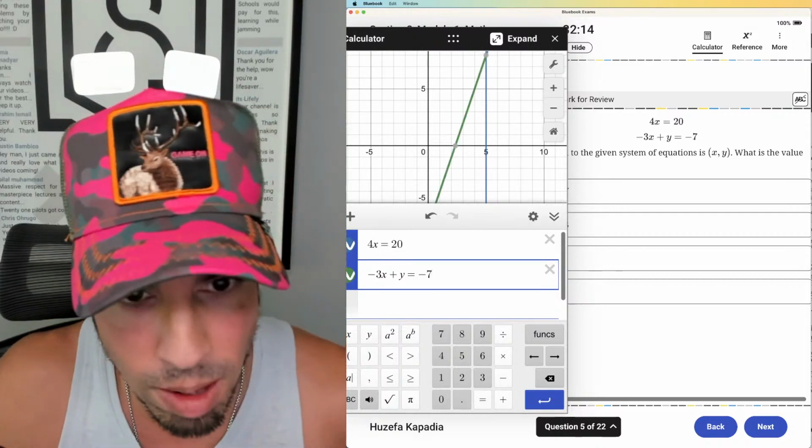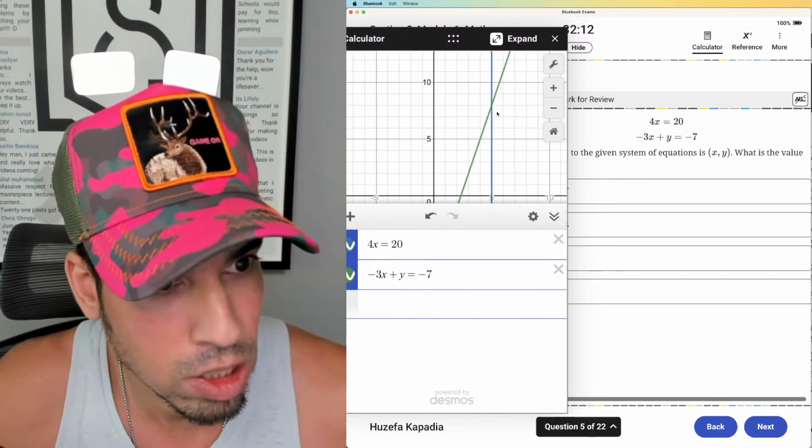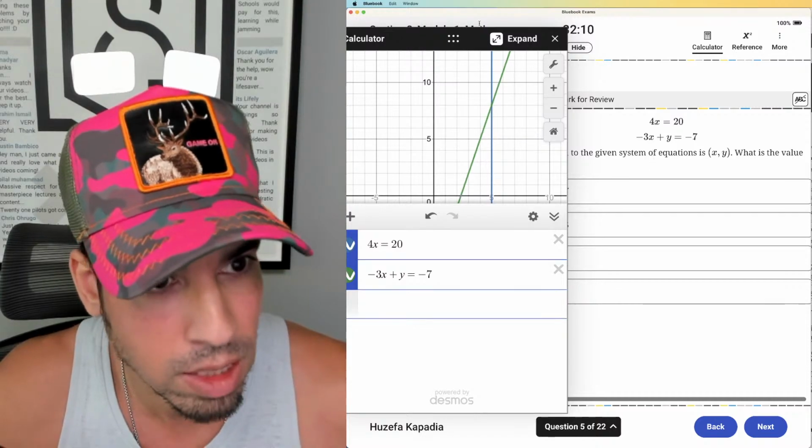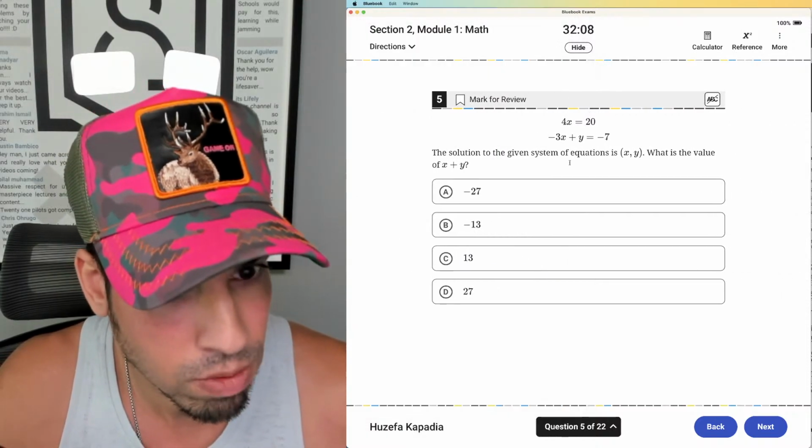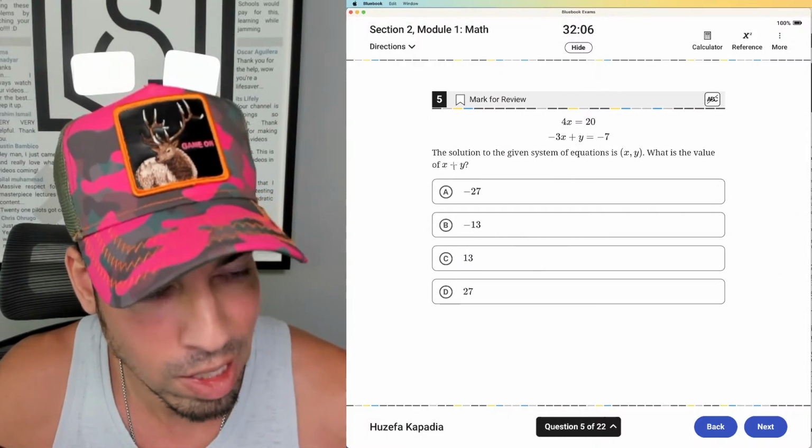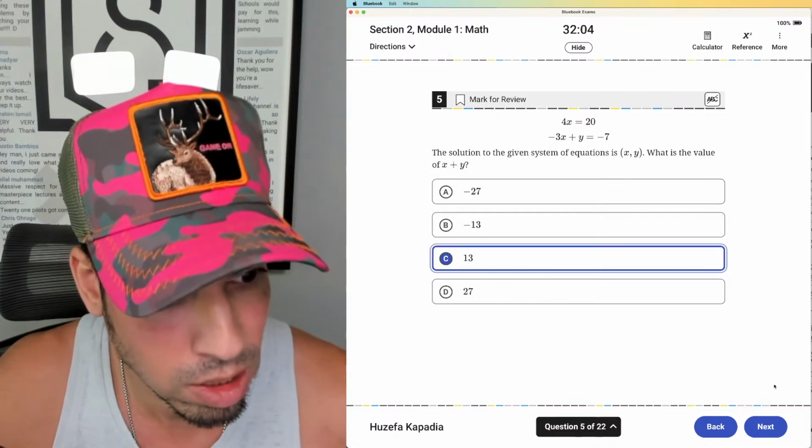That's the beauty of Desmos. You type it in as is. And what is the solution? It's where they intersect. Boom, 5, 8. And our answer is 5, 8. Oh, they want x plus y. So 5 plus 8, 13. C is the winner, done.